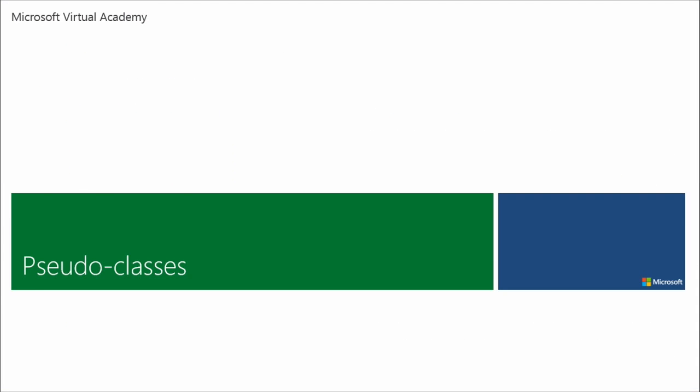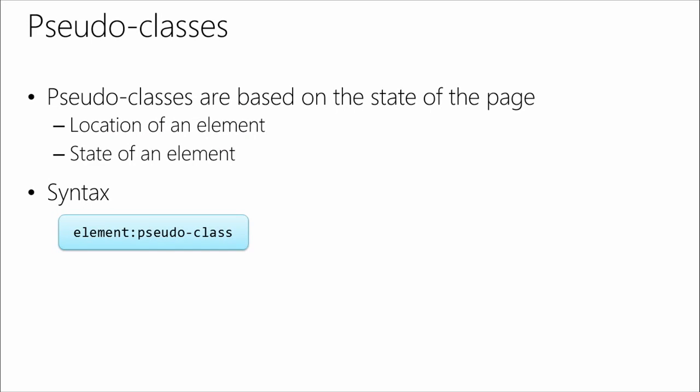Back to our slides. Cool. So like I said, what we want to be able to do is identify, for example, the first letter, or the first paragraph, or the first block, or maybe based on something being highlighted. That is where pseudo classes and pseudo elements come into play.